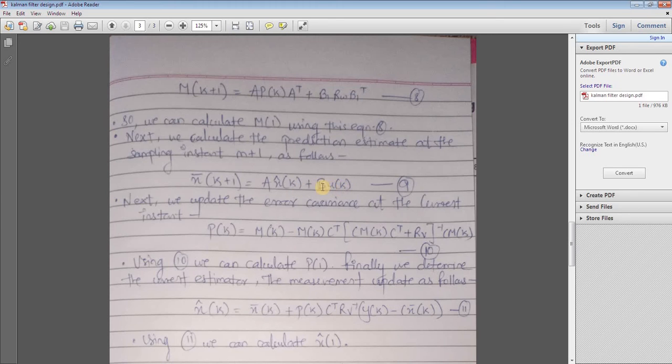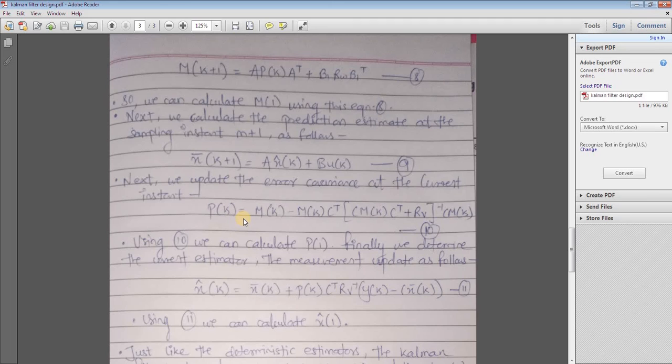Next we have to update the error covariance at the current instant. So P of k equals M of k minus M of k C transpose times C M of k C transpose plus R_v inverse times C M of k. This is equation number 10. Using equation number 10, we can calculate P of 1.